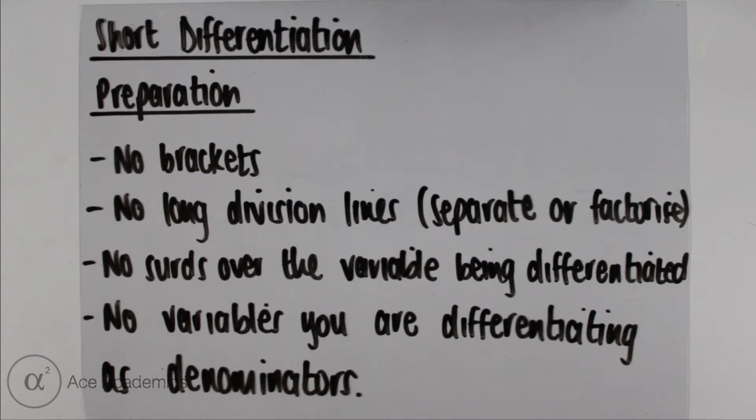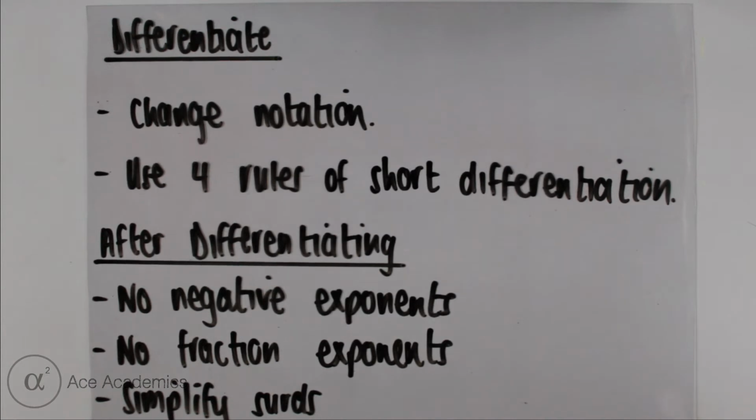We get rid of long division lines by either separating the terms by giving each numerator its own denominator, or by factorizing so that we get rid of the long division line. We also need no surds over the variables we're differentiating, and we need no variables that we're differentiating as denominators. After we do the preparation, it's time to differentiate.